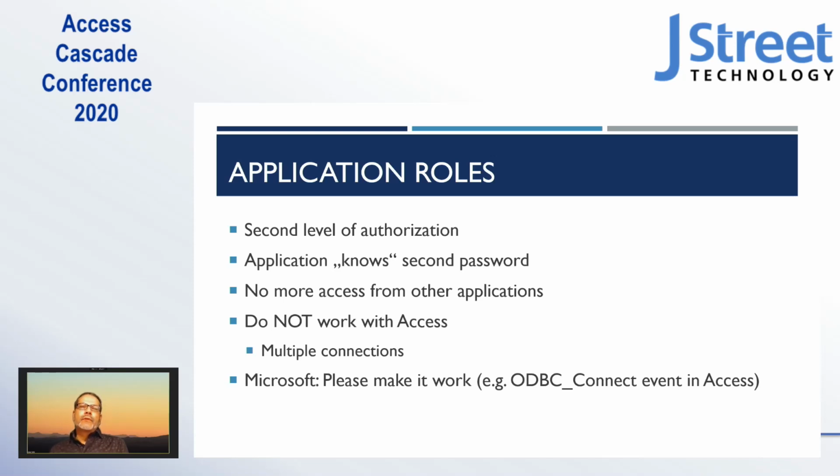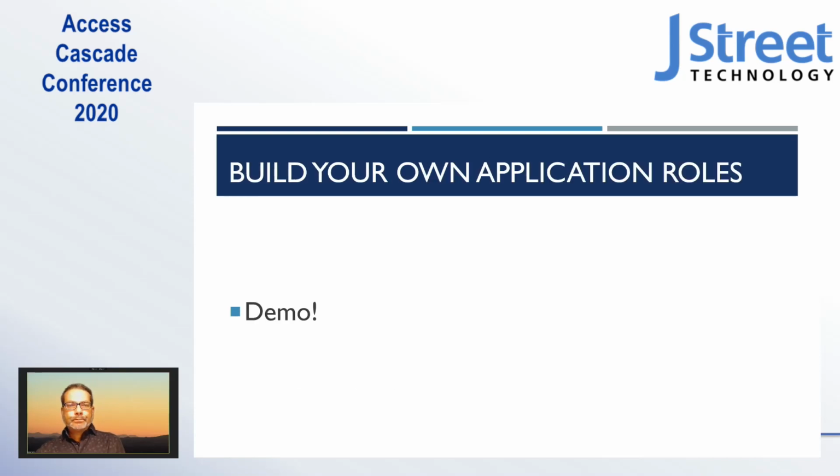And if the guys from Microsoft are still watching, I would like to ask them, please make this work, because that would be a really simple solution to this problem. Maybe there could be an ODBC connect event in Access that tells us whenever Access opens a new connection, and then we could apply the application role to that. So unfortunately, at the moment, this is not possible.